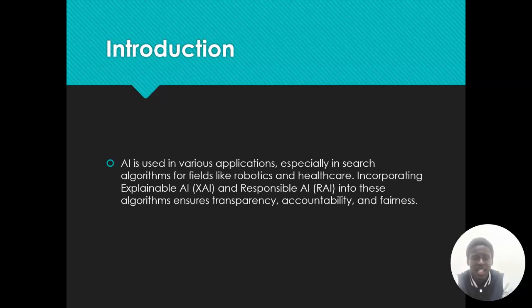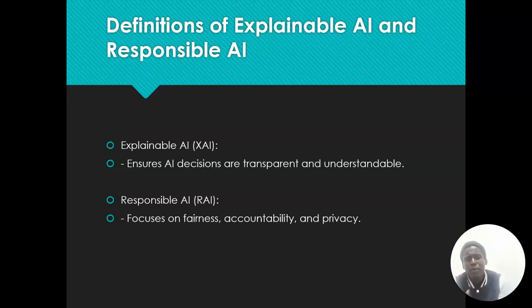So, in the next slides, I'm going to give you a brief explanation of what is explainable AI and also responsible AI. Let's go to the slide. Explainable AI ensures that AI decisions are transparent and also understandable by a human being. Whereas responsible AI focuses on fairness, accountability, and privacy. In the next slide, I'm going to introduce what uninformed search algorithms are all about. So let's go to the next slide and explore more about it.